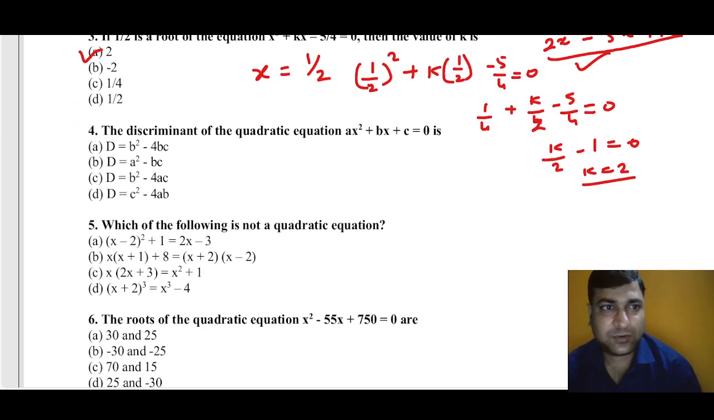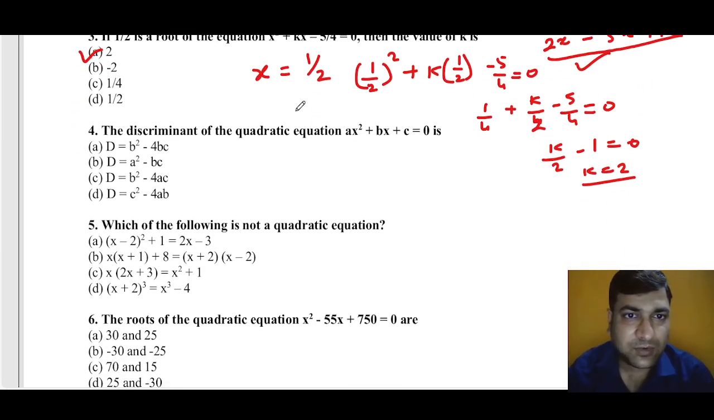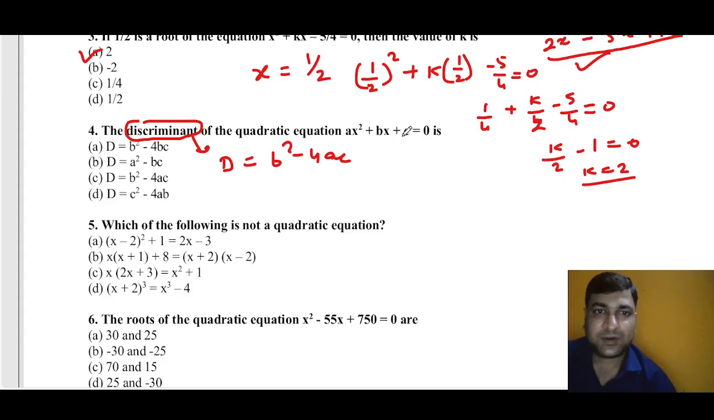Question number fourth: the discriminant of the quadratic equation. First of all, we have to understand the meaning of discriminant. Discriminant means D, that is b square minus 4ac. What is abc? This is the standard form of the equation. Here it also mentions what abc is.